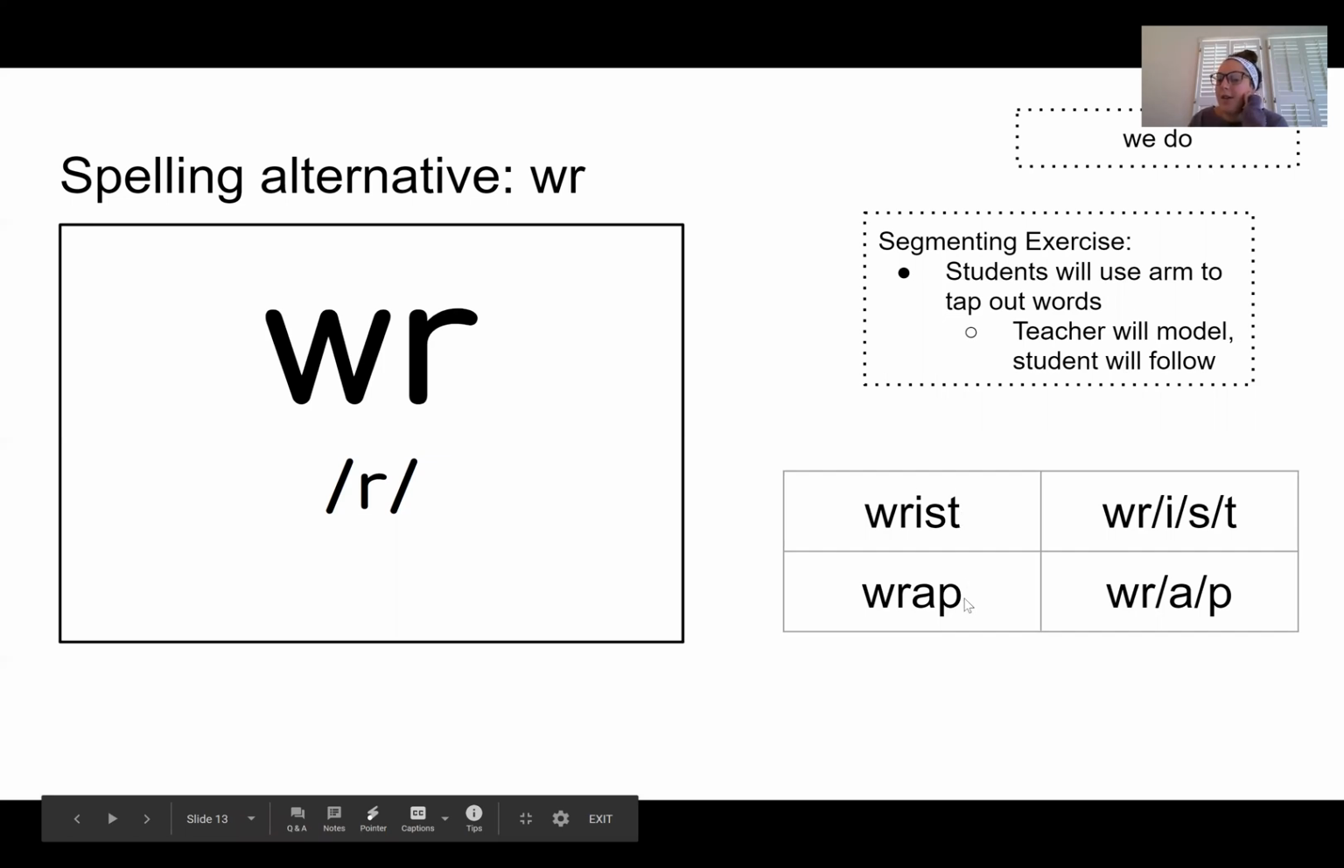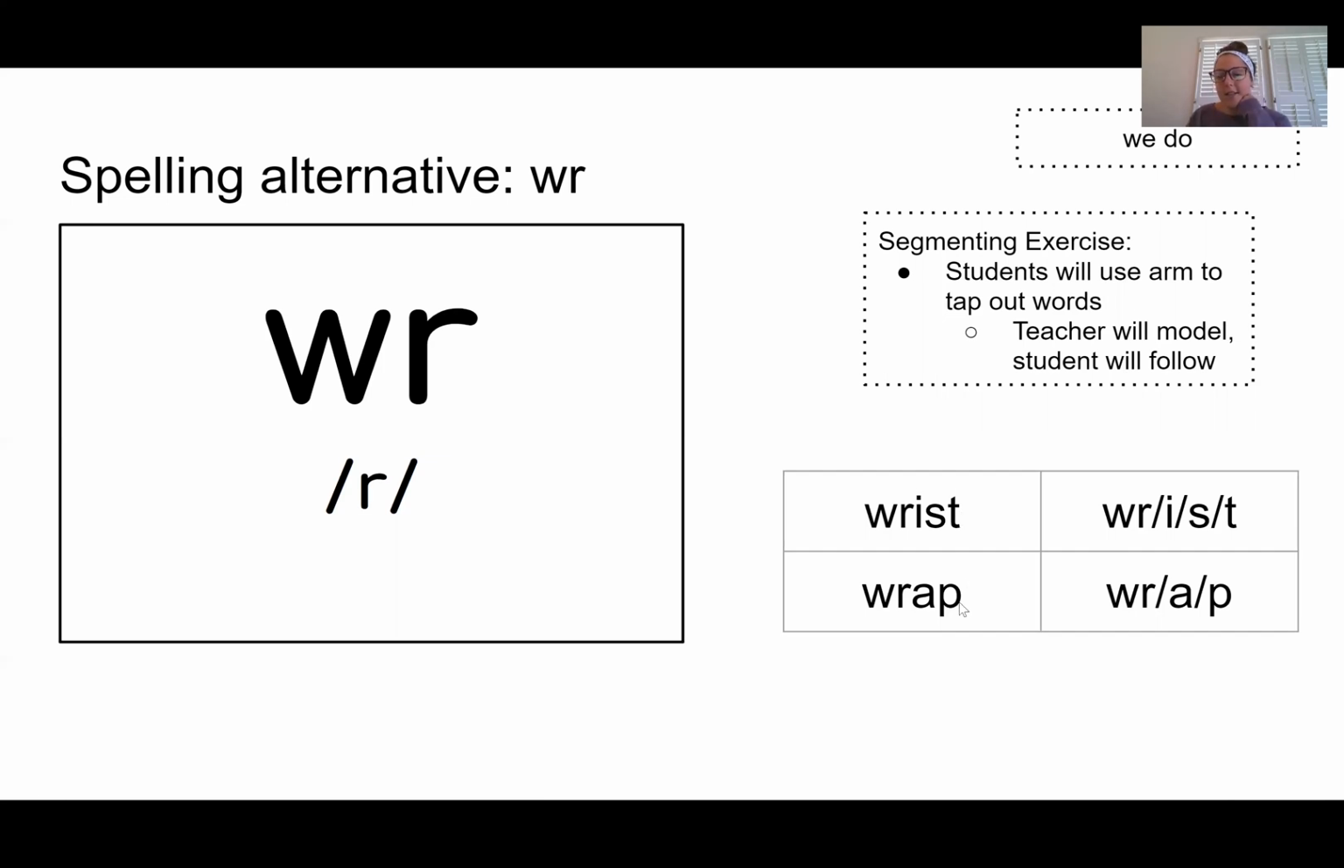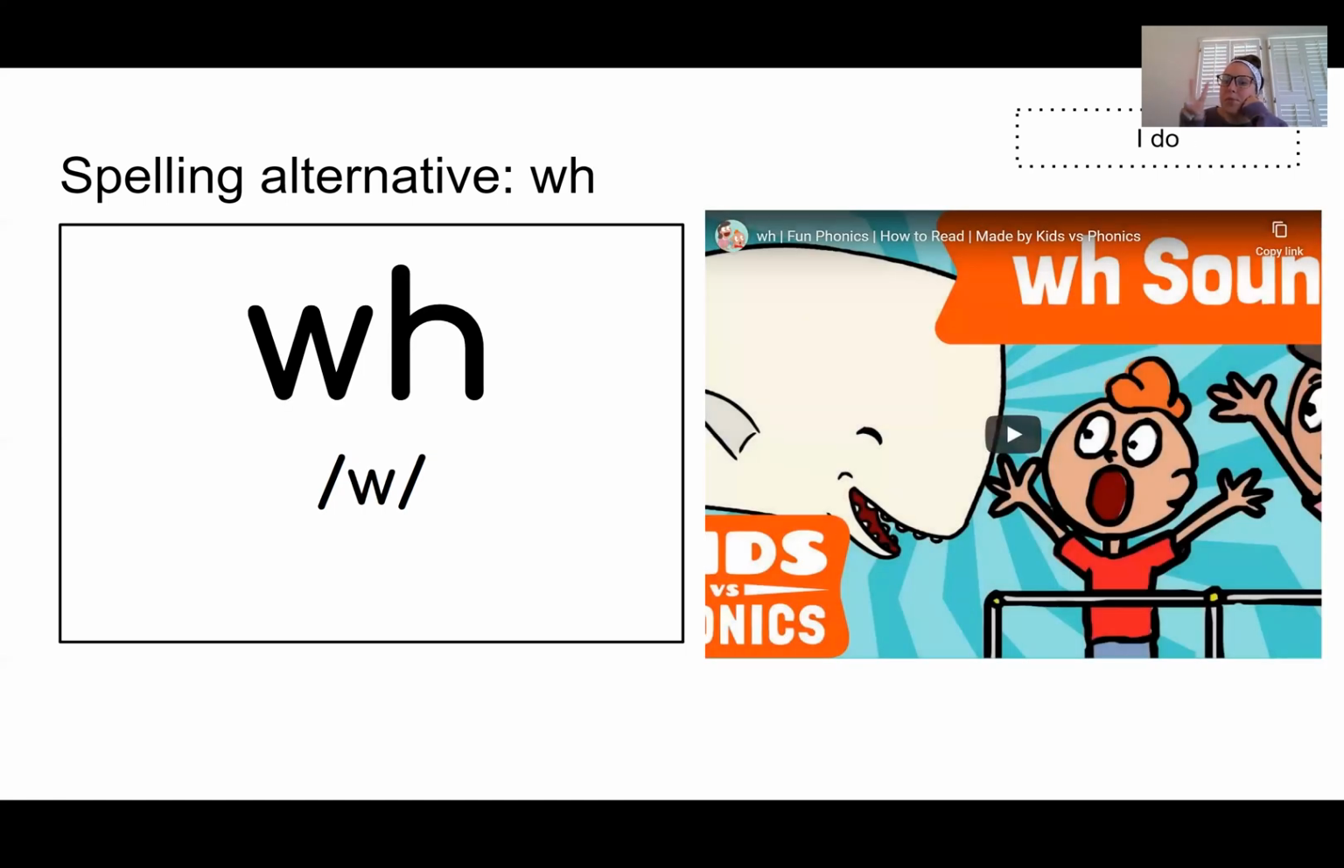It is wrist. Very good. And what's this one, friends? Wrap. Very good, second graders. All right. We've got 2 more sounds to do.